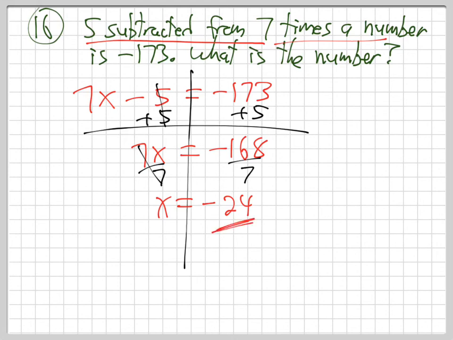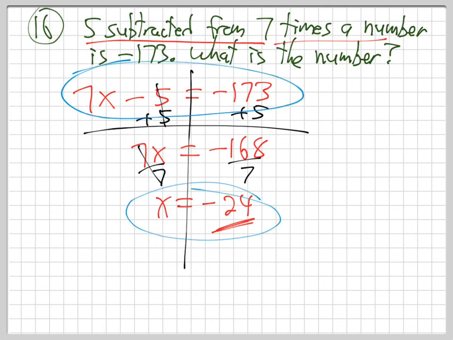Well, actually, they want the equation as the first answer, and then they want the answer on that question. They first ask you for the equation, and then they ask you for the answer. So they want the equation, which is 7x minus 5, what I circled. And then they want the answer.